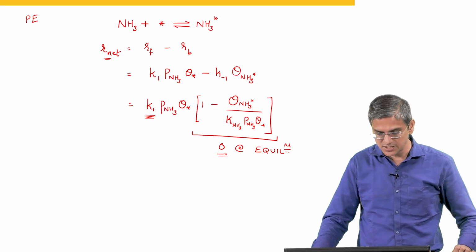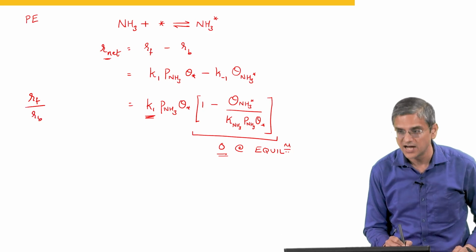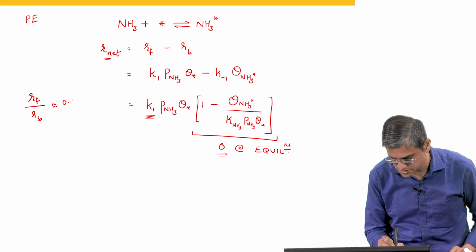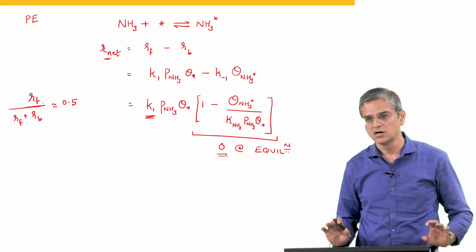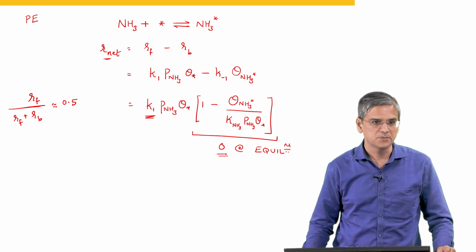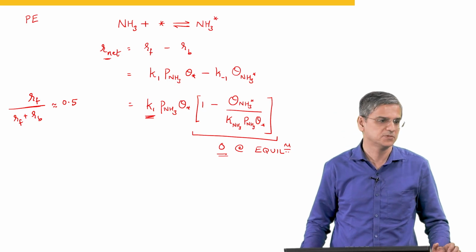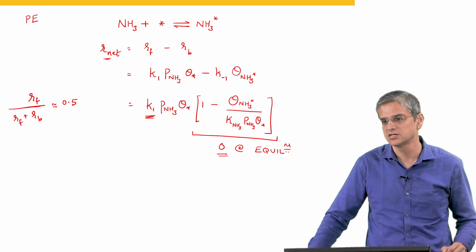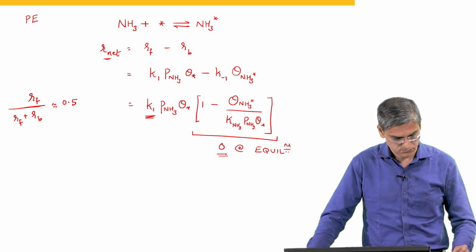How do you decide whether something is in partial equilibrium? R forward divided by R backward, something that you yourself were able to say. How close is it, R forward divided by this, approximately equal to 0.5. Some people will say approximately equal to 0.5 would be 0.49 to 0.51, some people might say 0.45 to 0.55. One case it is 1%, another case it is 10%, but not more than that.